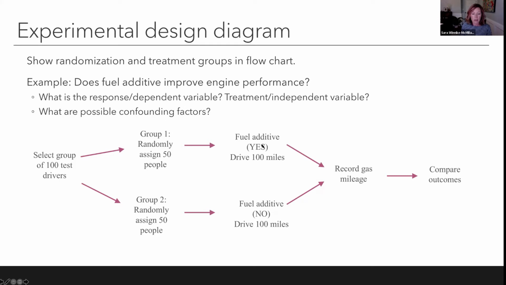And group 1, we're going to give them some fuel additive, and group 2, we're not. But maybe we want to do a placebo of some variety, so everybody puts something in, so they're not skewed by the knowledge of whether or not they have this fuel additive. So there's another important point about minimizing bias. And then you have them record their gas mileage, and then you compare outcomes.